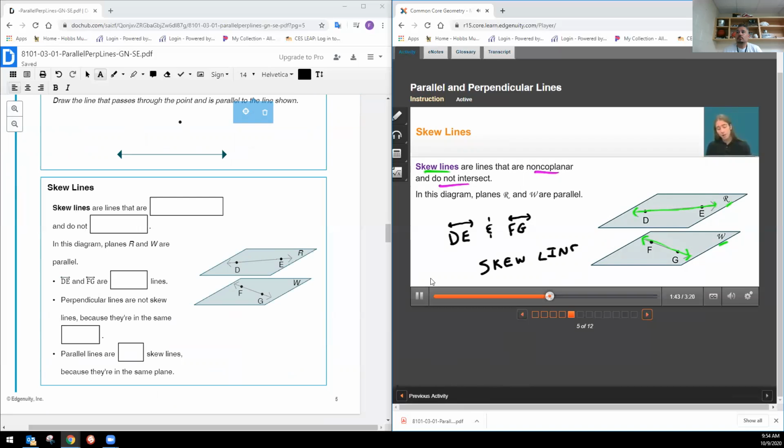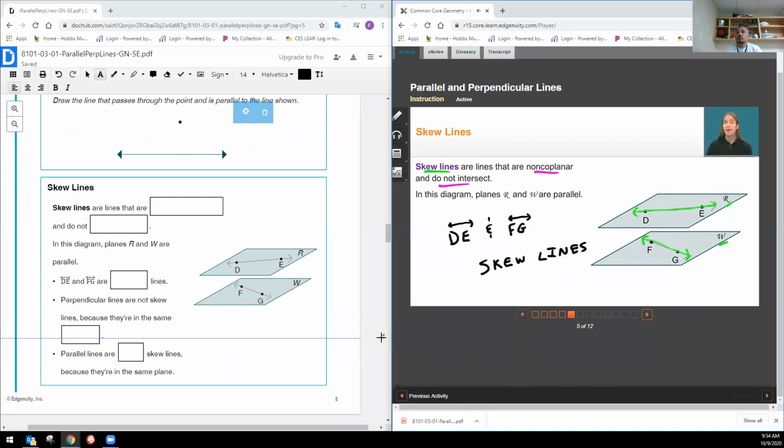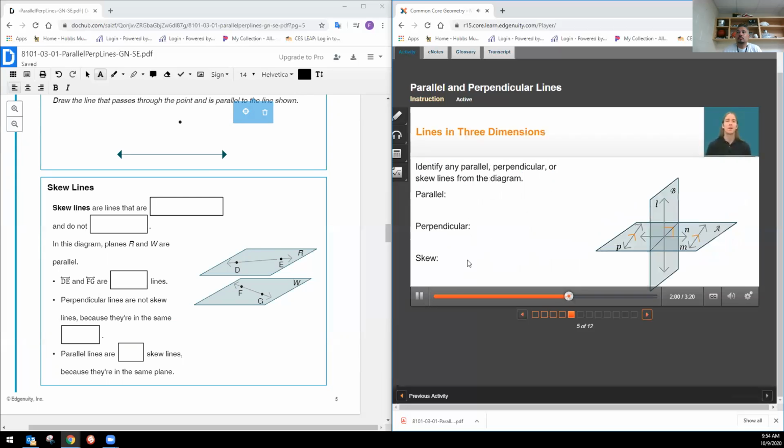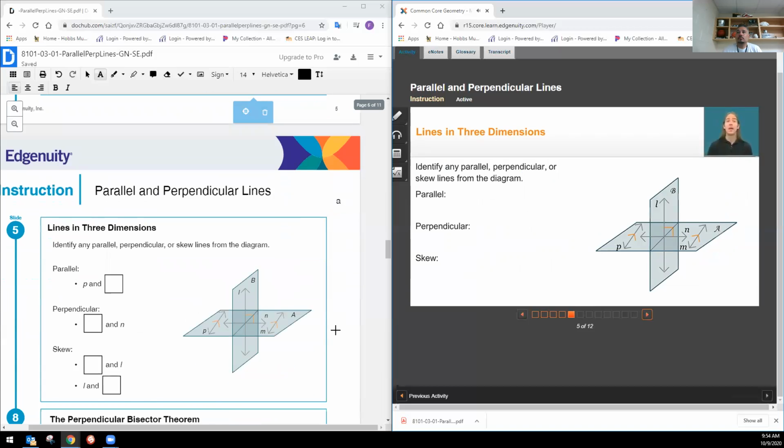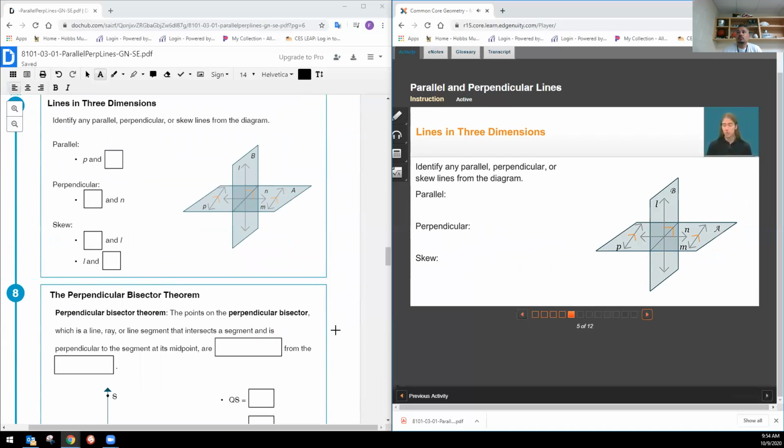I'd like you to note that perpendicular lines are not skew lines because remember, they're in the same plane. By the same token, parallel lines are not skew lines because they're in the same plane. So let's see if we can identify some different examples of parallel and perpendicular and skew lines. Here we're given a three-dimensional diagram, and it has two planes, planes A and B, and we've also taken some lines in here, and we're asked to identify any parallel, perpendicular, or skew lines.